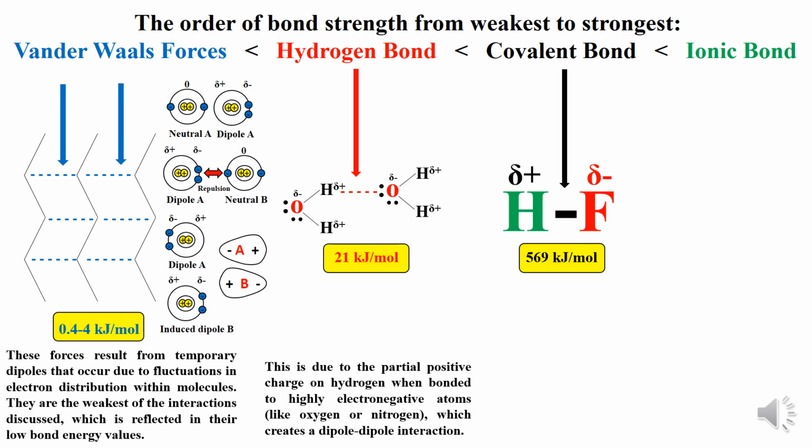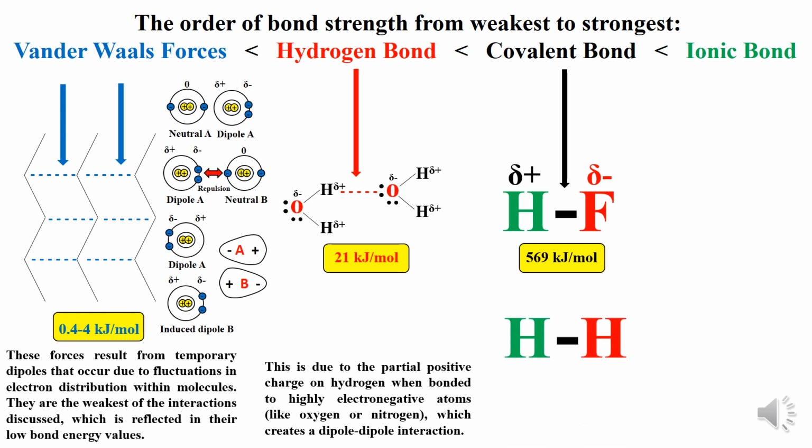The reason is the more electronegative fluorine atom, it tends to attract or pull the shared pair of electrons closer to its nucleus, and as a result, the fluorine atom acquires a partial negative charge, while the hydrogen atom develops a partial positive charge. And this leads to development of a dipole. So 569 kilojoules per mole of energy is required to break the polar covalent bond in case of hydrogen fluoride molecule. What about non-polar molecule?